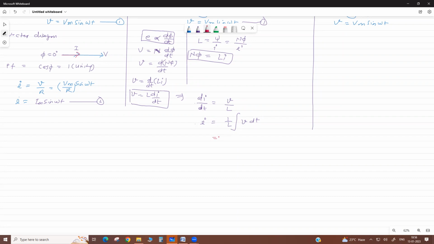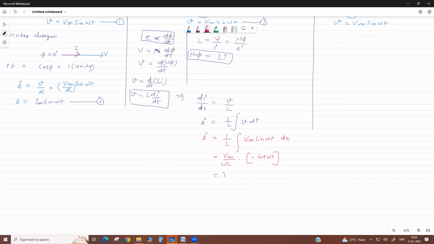Now, the current I equals 1 by L integration of V, which is Vm sin omega t, with respect to dt. Here Vm is constant, so it is Vm by L outside. Then the integral of sine is minus cos omega t, and with respect to dt, omega is divided in the integration.